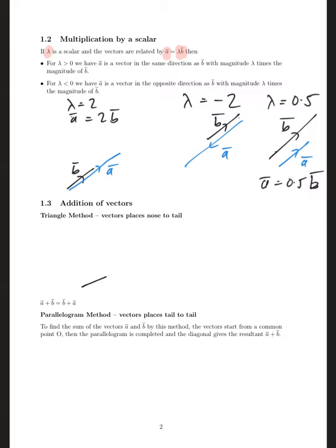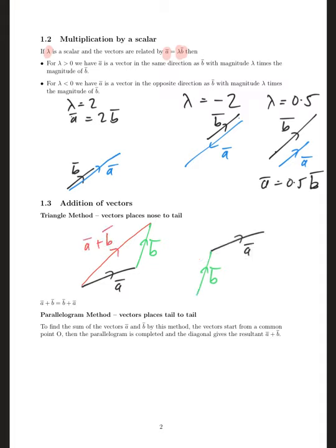I draw out my vector A and my vector B. Let's say these are the two I want to add together. What I do is I put the two vectors nose to tail like this. Then the sum of the two vectors is defined as the vector that joins the beginning all the way directly to the end. A plus B.